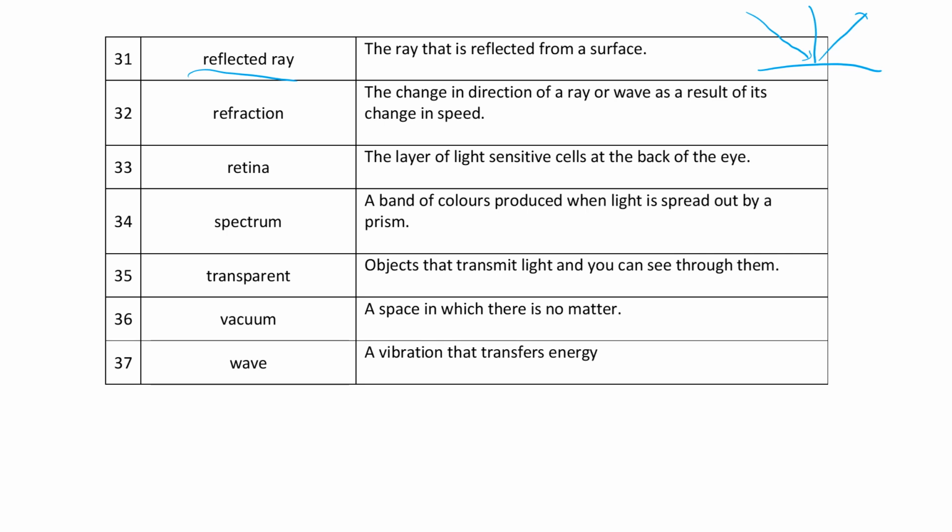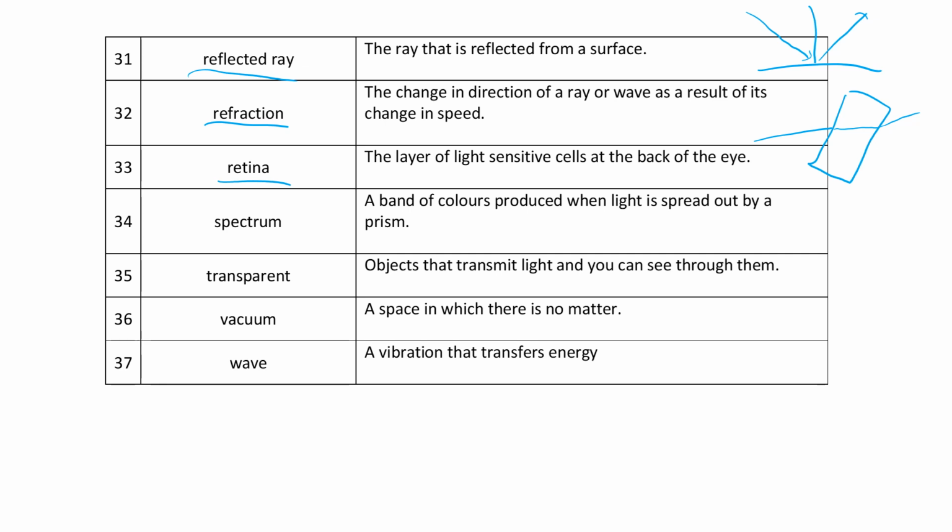The change in direction of a ray or wave as a result of its change in speed, right? Often it will be like a glass block like that, where light goes in, it changes its speed, that should be a bit more angled, and then it comes out the other side, is refraction. The layer of light sensitive cells at the back of the eye, the retina.